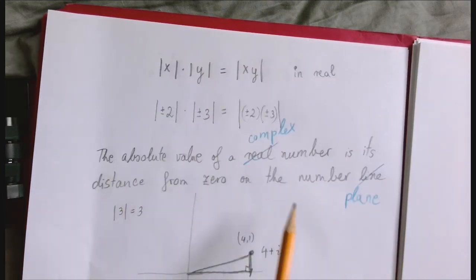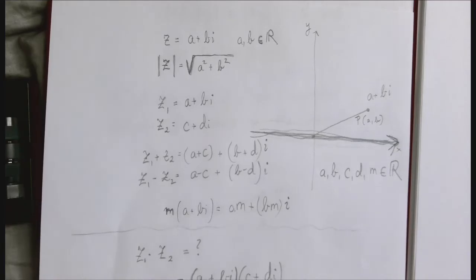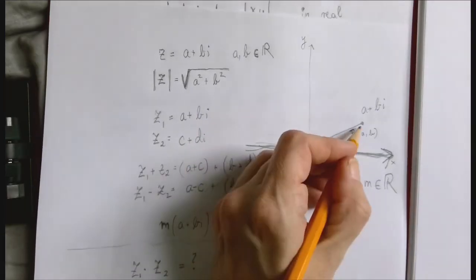The absolute value of a real number is its distance from 0 on the number line. If you cross out real and line and enter complex and plane, you get the definition of the absolute value of a complex number. So it is again a distance, therefore a non-negative real number. And you can also see that this definition does not harm the old one. The absolute value of a complex number can be found by the Pythagorean theorem.